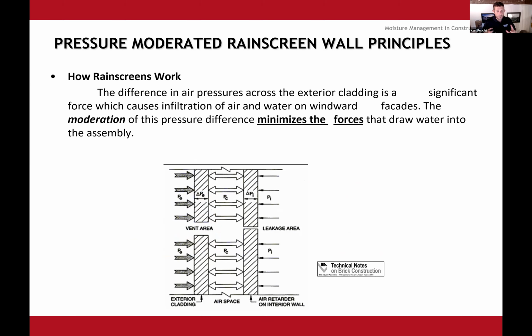So we have these reservoir claddings that absorb water and bring it in. But when you have that rain screen, it provides a full capillary break so that water can't just jump from the cladding directly onto the sheathing.